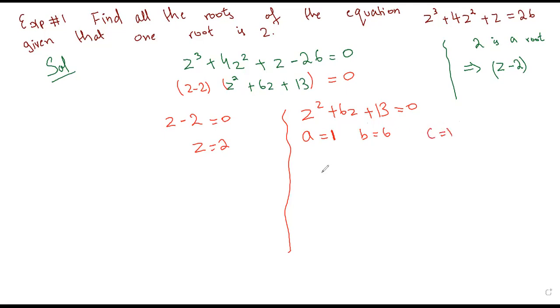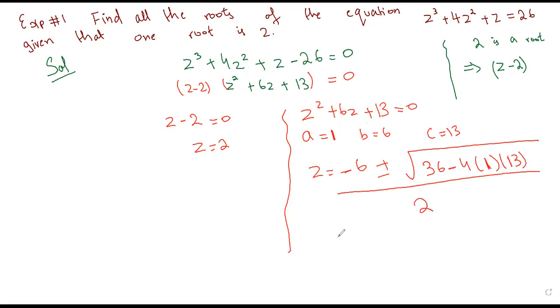Yes. C is 13. So z would be minus b plus minus under root b square, that is 36, minus 4ac, where a is 1 and c is 13, divided by 2. So z is minus 6 plus minus under root 36 minus 4 into 13 will give you what? 4 into 13 is 52. So this would be minus 16, divided by 2, right? Okay.